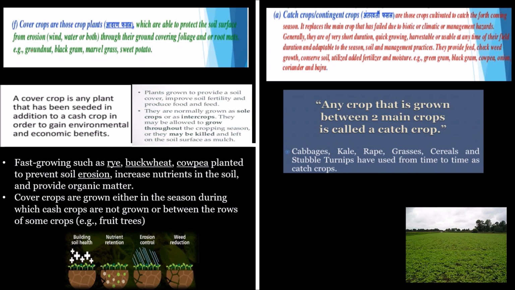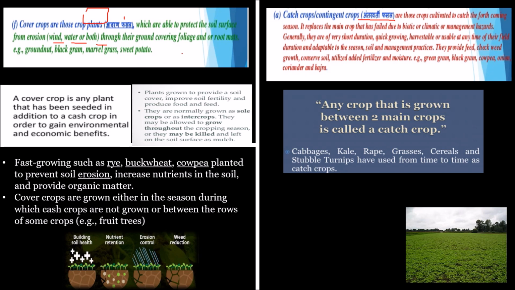Now, let's talk about the cover crops, which are also called avran fasal, and catch crops, which are called antarvarni fasal. What is this? Cover crop is basically to cover or to protect the soil surface from erosion. Very simple. So we are protecting the soil from what all practices? We are protecting the soil from wind, from water, from both, so that the ground foliage and the roots are protected and the disruption does not happen to an extent wherein we are losing the soil.